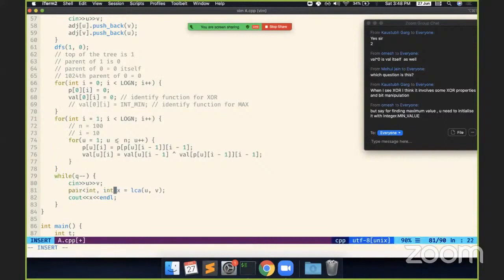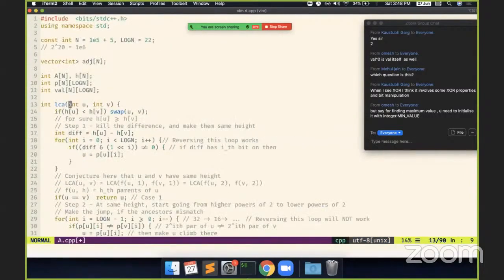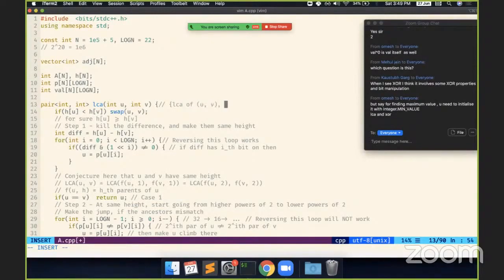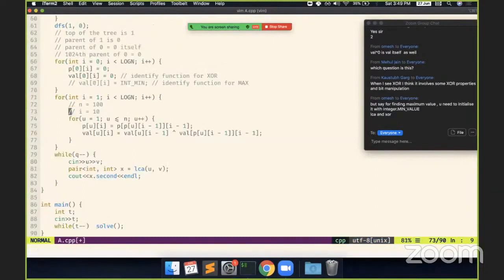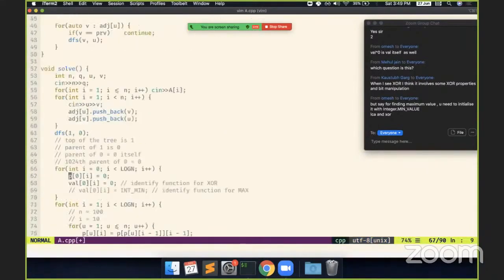Okay. Now, our LCA function will start returning a pair. Earlier it was just returning the LCA. Now it will return a pair. And what will be the values of the pair? It will return the LCA value, LCA of u comma v, and the XOR on the path from u to v, the entire path. So it will have the answer in the second attribute. It'll have the entire answer. So you'll just print out the second value and you're done. That's what we want.